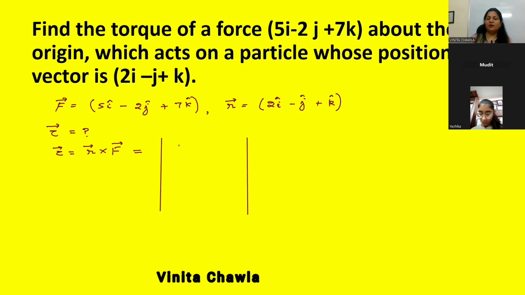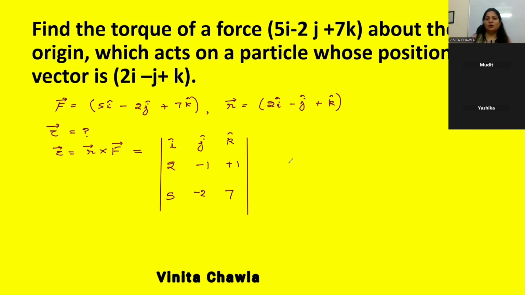How do we find the vector product? In the first row, we write all the unit vectors that we have. In the second row, we write the coefficients, the x, y and z components of vector R. It's 2, -1 and +1. Now we'll write for F, it's 5 i cap. So we'll write 5 below i cap, -2 below j cap, and this 7 can be written here under this k cap.